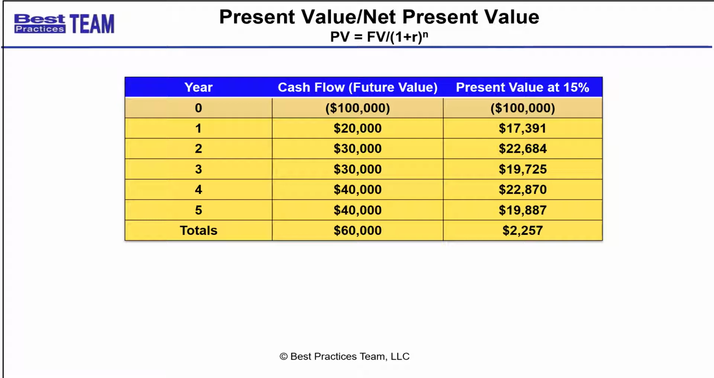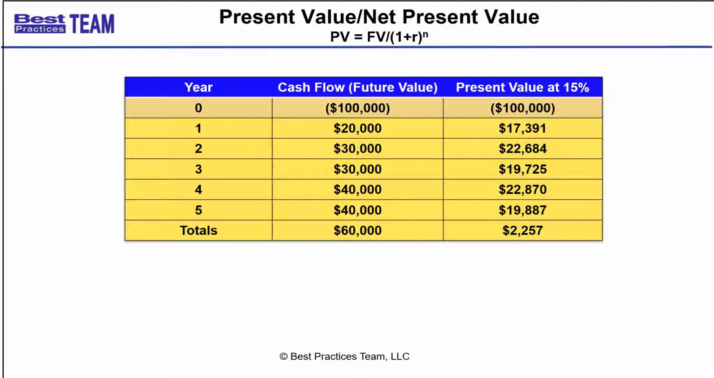For year 1, we pump 20,000 through the equation. 20,000 divided by 1.15 to the first is 17,391. For year 2, $30,000 divided by 1.15 to the second, or squared, is 22,684. So just one more. For year 3, the $30,000 divided by 1.15 cubed, to the third, is 19,725. So the right-hand column is the present value calculations of the future value cash flows.